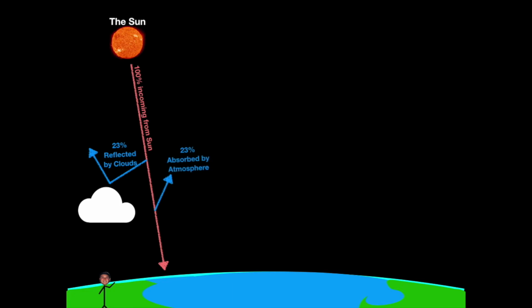Also, the atmosphere itself will absorb around 23%. And the ground on average across the entire globe will reflect about 7%. So this would be things like when you see light being reflected by snow or water. On average, it's about 7%. So that leaves only about 47% of that original solar energy to be absorbed by the ground and actually heat up the planet.